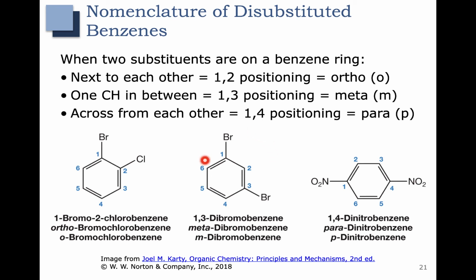Here we have an example of meta positioning, where there is one CH2 between these groups. We can also refer to this as 1-3 positioning, or M as an abbreviation for meta. In this last one, we have para positioning, where the groups are across from each other. This is also considered to be 1-4 positioning, or can be abbreviated as just P.